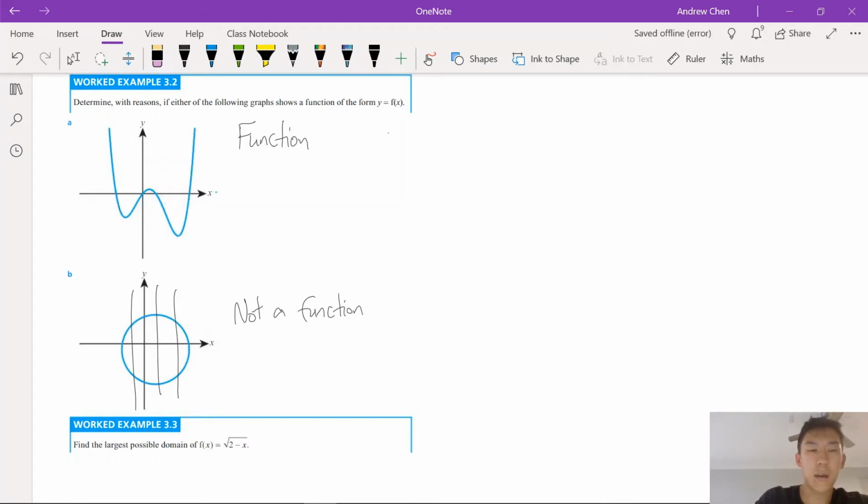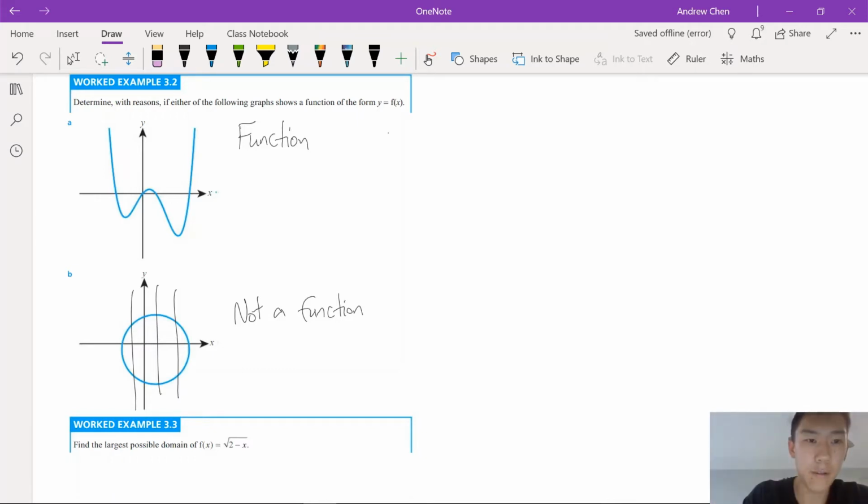Now, once you've established, let's just go back to A. When you've established that a graph is a function, you can also say whether it's a one-to-one or many-to-one function. A one-to-one just means that for any particular x value on that function, there's only one y value. Many-to-one means you can have multiple x values that give you the same y value.